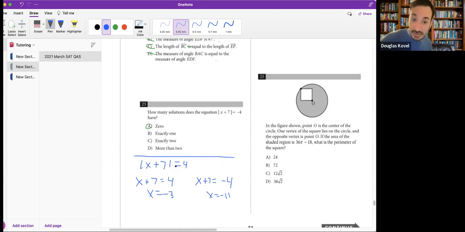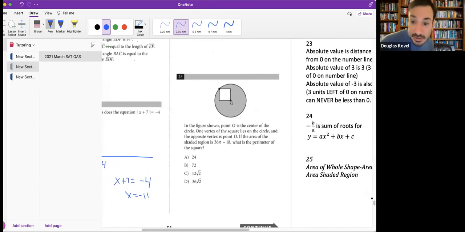So if the original expression is equal to a positive, then you drop the absolute value and you solve normally, and then you do another equation negating the right side. But if it's originally equal to a negative, then there's just no solution. So it's important that you know the difference between these two question types, both of which you're responsible for knowing.